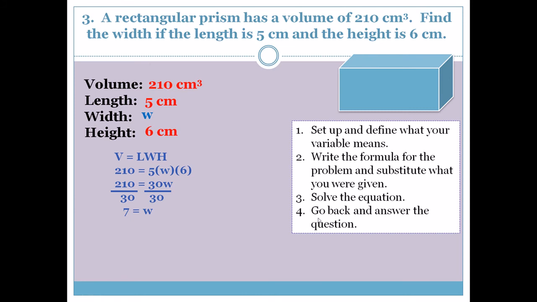But you do need to go back and answer the question. And the question is find the width. So let's answer the question. The width of the rectangular prism is 7 centimeters. We even included our units. We're so good. All right, well, that one wasn't too tough. It was length times width times height.